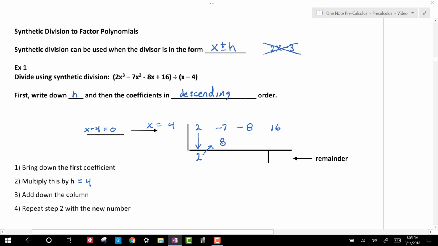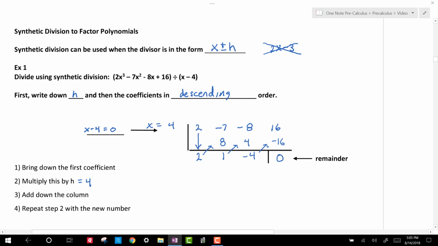And I'm going to add down the new column. -7 plus 8 is +1. And then I'm going to multiply 4 times 1. And that's going to give me 4 right here. And I'm going to add down the column. That's going to give me -4. 4 times -4, I'm going to multiply there. That's going to give me -16. I'm going to add down the column. And I end up with a 0 remainder.